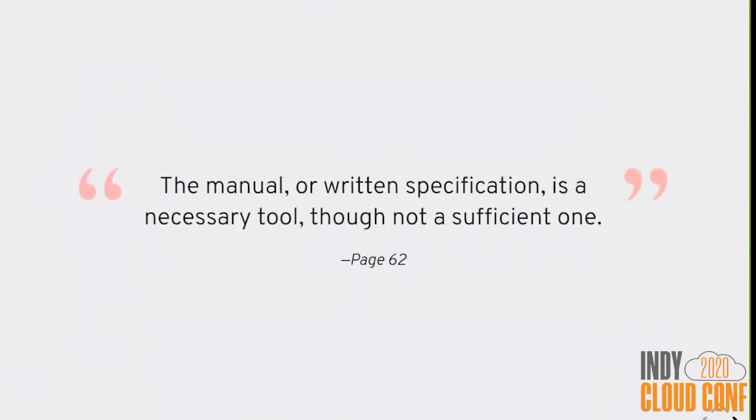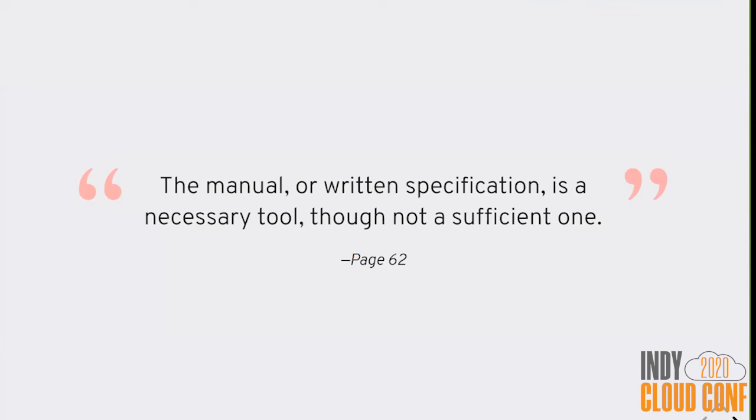However, the manual, that written specification, is a necessary tool, but not a sufficient one. You can have a formal definition of what the system should do, and that's called code. It's very precise in describing what it does, but it's not very readable. It also misses the why.